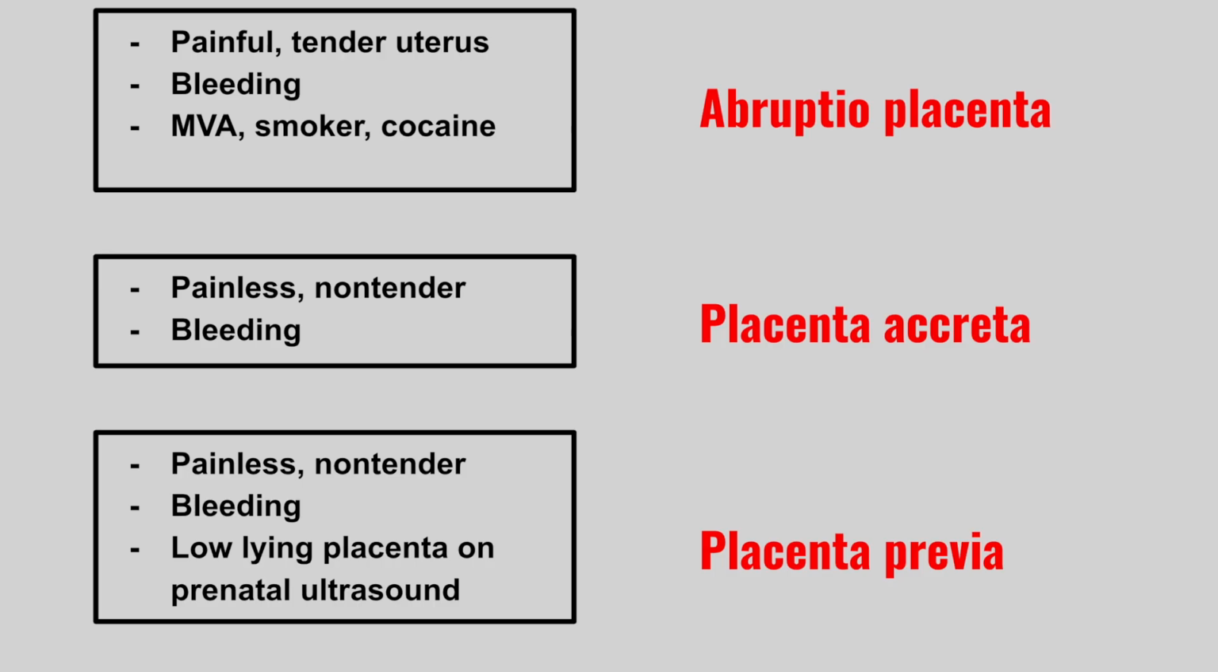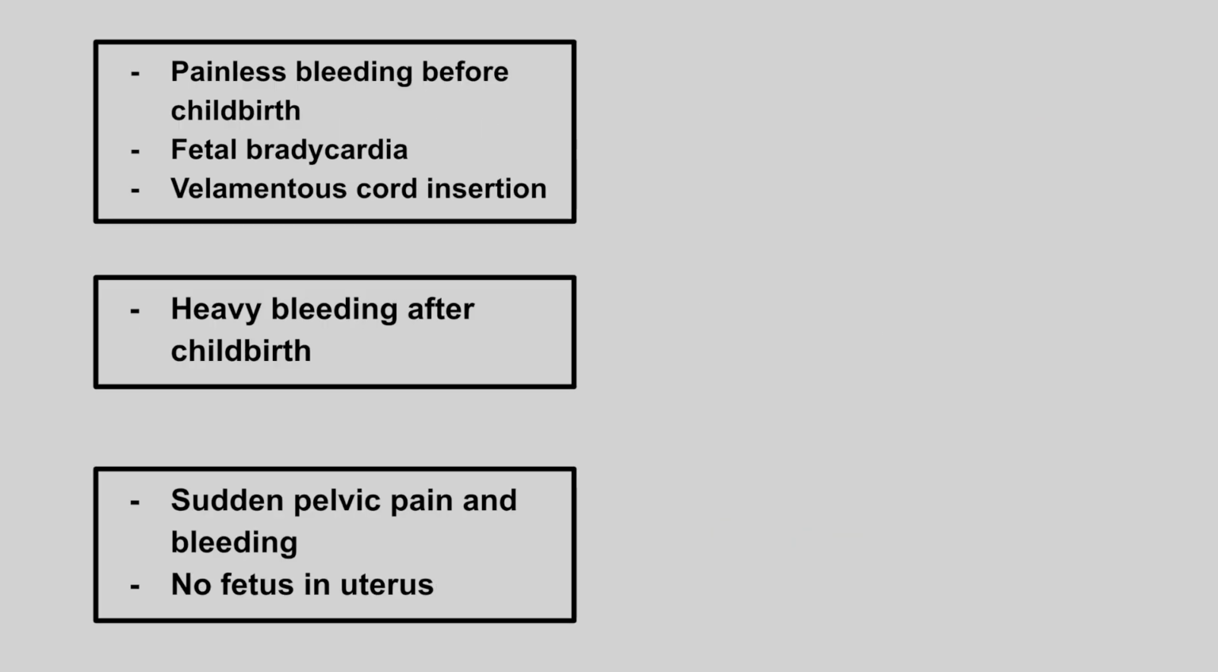Remember abruptio placenta, I kind of think of abrupt, sudden, painful bleeding. For placenta accreta, this is the one where the placenta is abnormally attached. And when the baby's being delivered, we get this abnormal bleeding. And then placenta previa, again, this is the one with the low-lying placenta that we see on ultrasound. This one's also painless and non-tender. So really try to know how to differentiate these three.